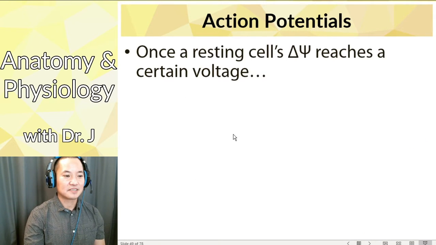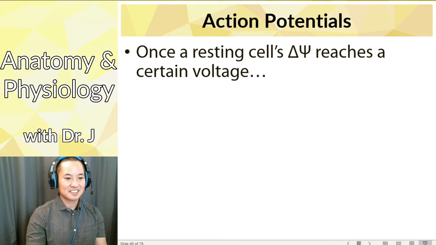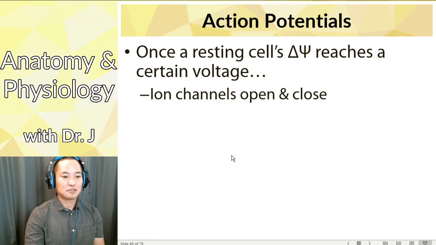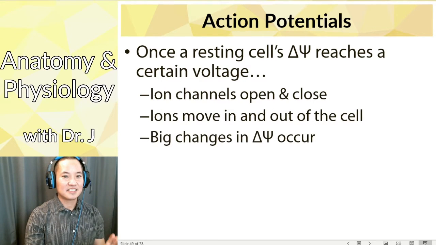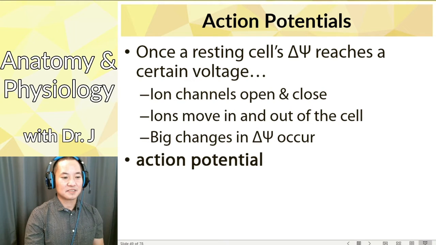Okay, so action potential. Once a resting cell's membrane potential, I'm just using this shorthand to make some room on the slide, reaches a certain voltage, then these ion channels open and close, and ions move in and out of a cell. Big changes in the membrane potential, so big changes in the electrical charge inside of a cell occur, and this is what we call action potential. So we have ion channels opening and closing, ions moving in and out of the cell, and because ions have charge, this causes the charge inside of a cell to change.